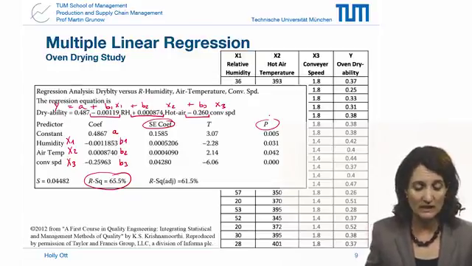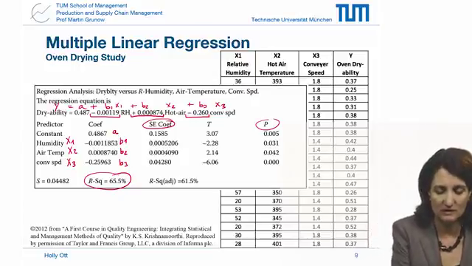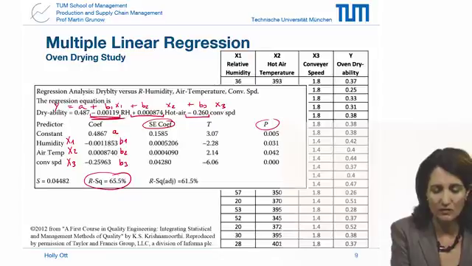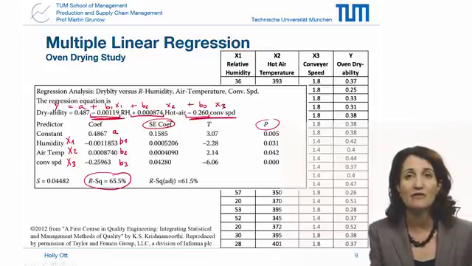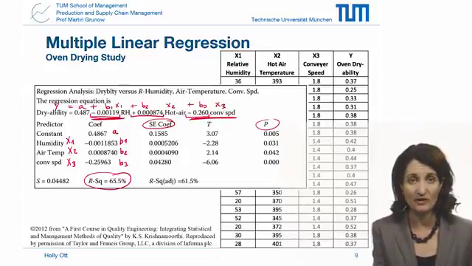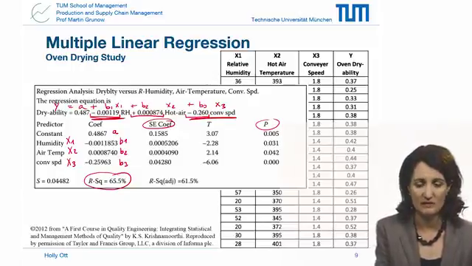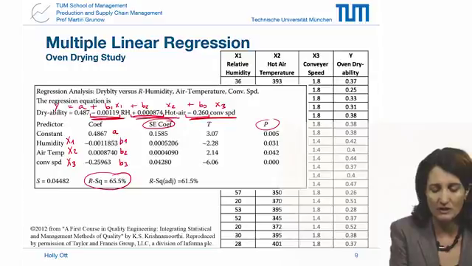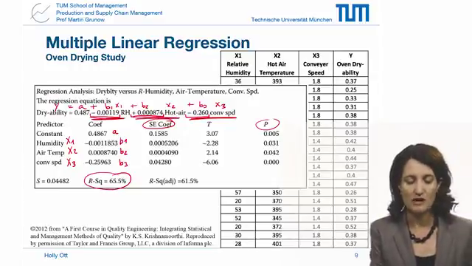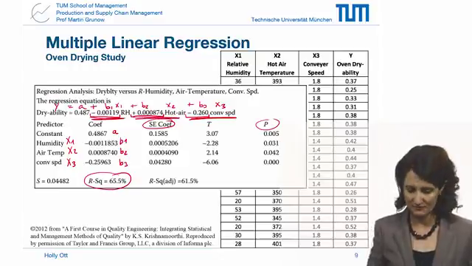And again, what we see is, for example, the humidity. So this is this part here. The humidity and the conveyor speed both have a negative relationship to the dryability, which you probably already figured out. The higher the humidity or the higher the conveyor speed, the worse the dryability. Hot air, though, is a positive relationship. The higher the hot air, the better the dryability. So this, of course, makes sense.